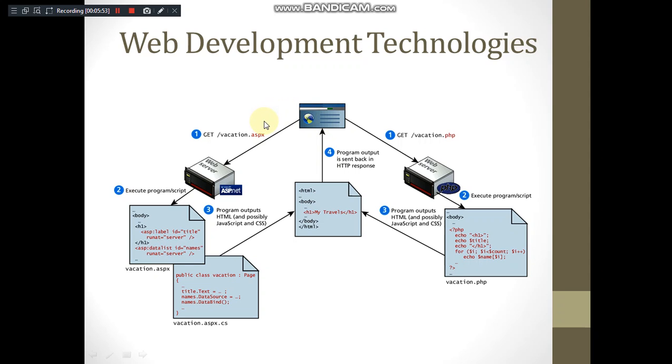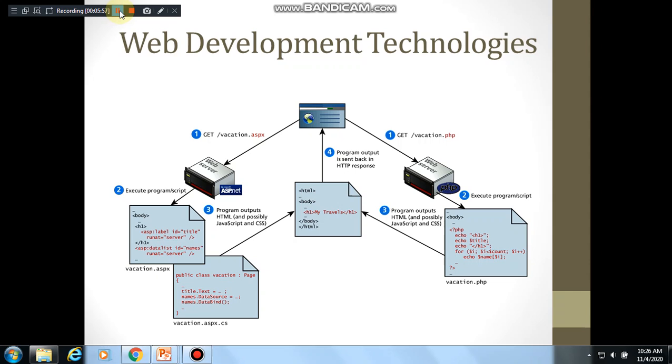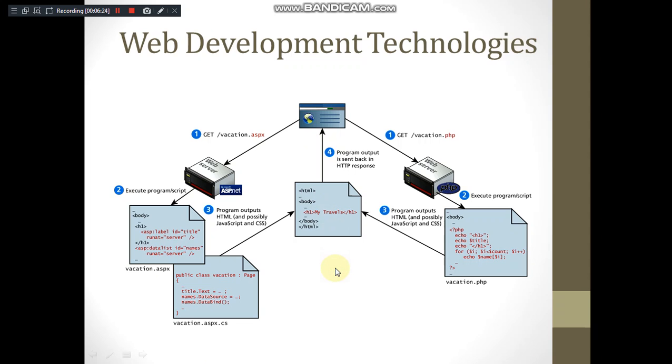So on the right hand side you have a request for a ASP file. Same thing, it is sent, script is sent for the execution to the server. Again it is converted into a program output in the form of a HTML or a client acceptable form, including possibly JavaScript and CSS. So both are producing the same output in order to display it on the browser.